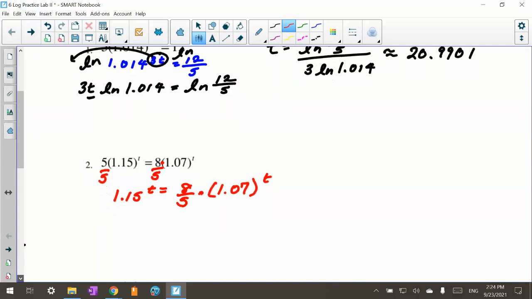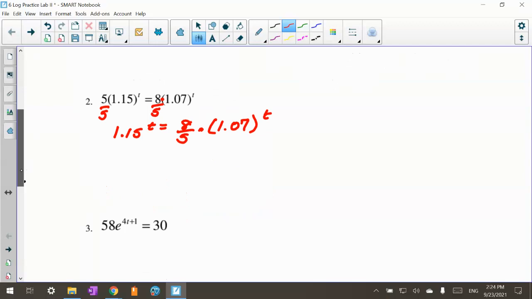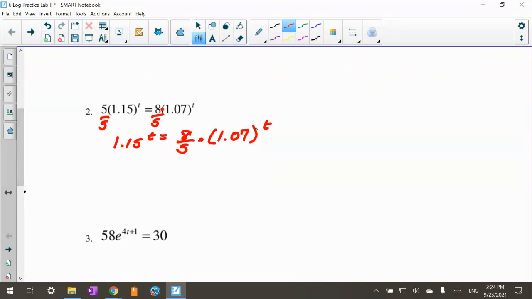Now you could start logging it here, but there is more normal math to do because I can divide by this, because the bases aren't the same, but my exponents are the same. So I can actually write it like this.